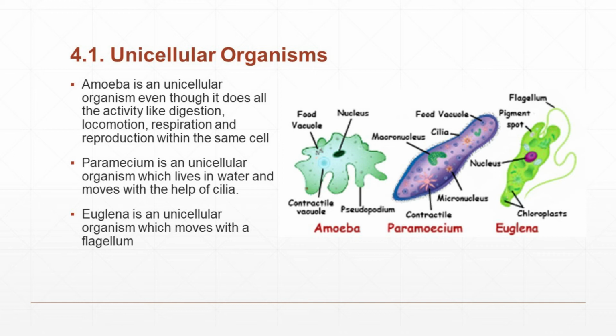Next, see the next part, the contractile vacuole. This contractile vacuole helps in excretion. Excretion means removing waste from the body. The contractile vacuole is one of the organelles found in amoeba. This helps amoeba to excrete. Excrete means removal of waste from the body.